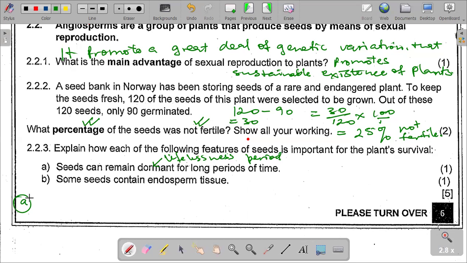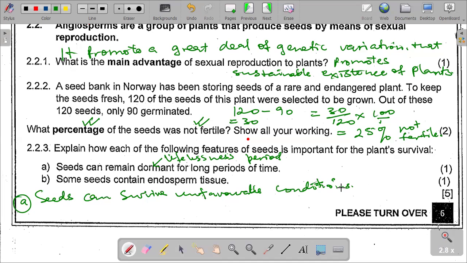What is the advantage? They can survive unfavorable conditions. Therefore, seeds can survive unfavorable conditions because they are not germinating, or they are in a season of sleep where they are inactive. So it is an advantage because seeds can survive unfavorable conditions.